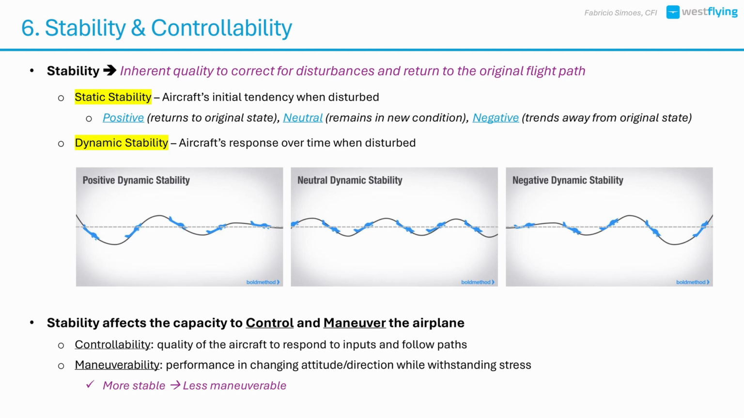Here are two important concepts to grasp. The first concept is controllability, how well the aircraft responds to control inputs. This defines the quality of the aircraft to follow desired paths. The second concept is maneuverability.